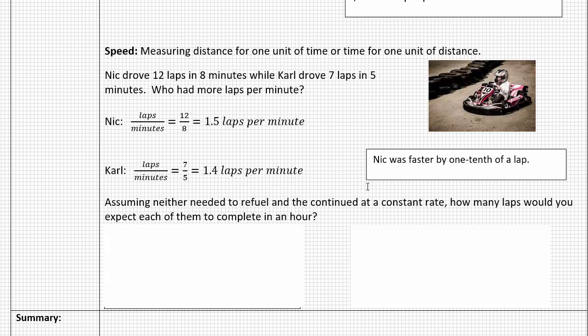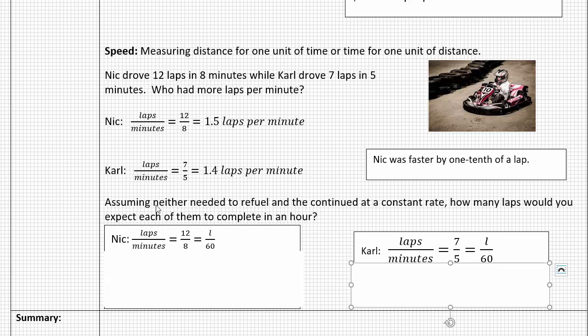So for our final question, assuming that Nick and Carl don't need to refuel, they have plenty of gas, and they continued at a constant rate, how many laps would you expect each of them to complete in an hour? Well, there's a setup that we're going to do for each of these. Let's take a look. So we're still finding out how many per 1 unit of time, and this time we're moving that unit of time up to 1 hour. But we can calculate hours in minutes.